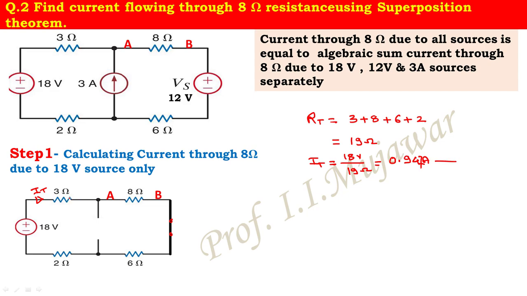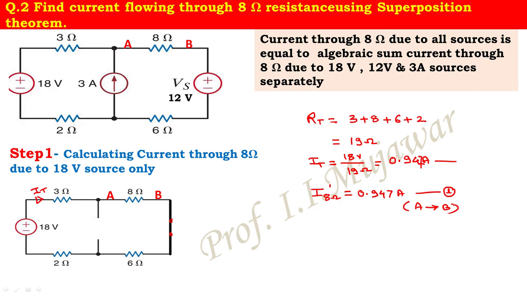Now this current is the current flowing through 8 ohm. So my first answer I 8 ohm dash, this is the current through 8 ohm due to 18 volt, comes out to be 0.947 ampere. So let this be equation number 1. Here important thing is we have to note the direction. So this current is flowing from A to B.